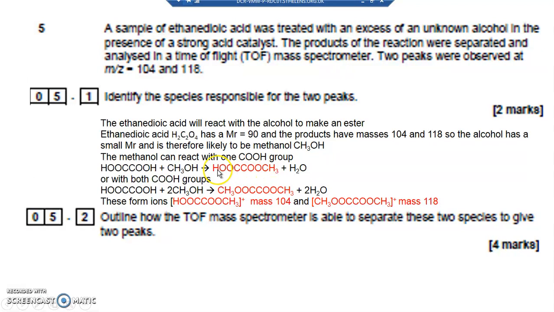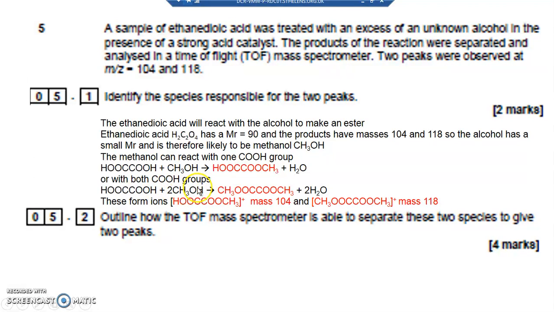Let's just check out what I've got. I've got 4 hydrogens, which is 4. I've got 3 carbons, which is 36, and I've got 4 oxygens, which is 64. That adds up to 104. So it was methanol. And then for my 118, it will react with both ends.